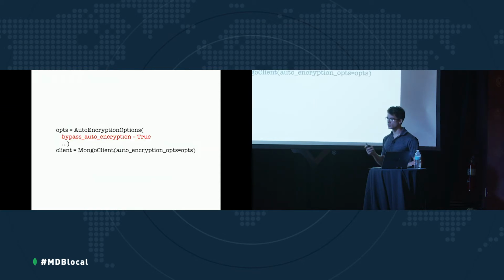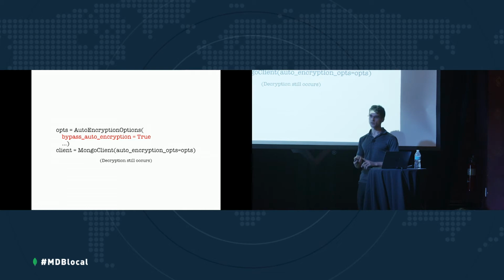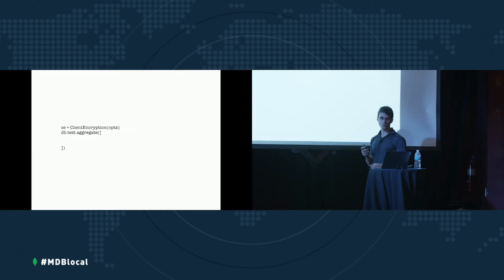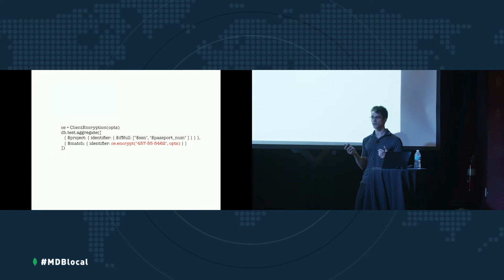So as a workaround, you can bypass automatic encryption. And since the ciphertext includes enough information to automatically decrypt, this just bypasses the automatic encryption, but you could still decrypt results. And with bypassing, you can tell us exactly how you wanted to encrypt that constant. So use the client encryption object's encrypt, and then give us the key ID of what you want to encrypt with and the algorithm.